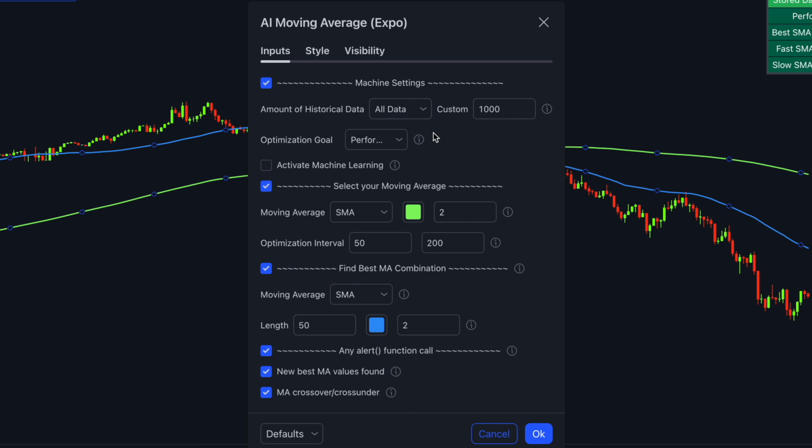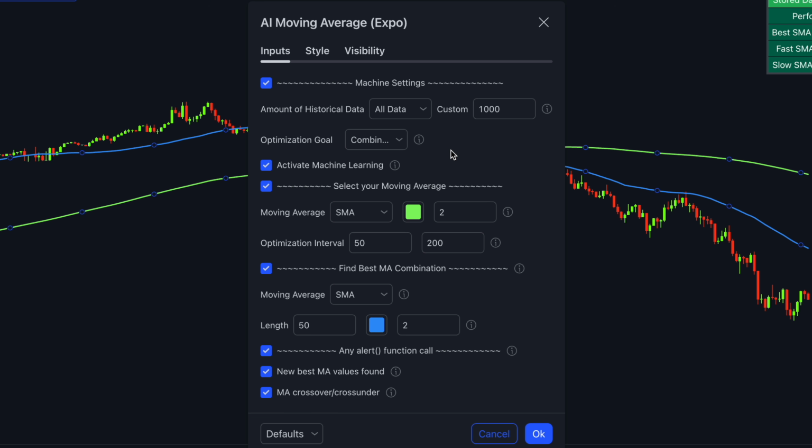The next step is to choose an optimization goal. Here you have three options: performance, win rate, or combined. Performance means that you get the best MA value based on which MA period performed best in terms of number of percent caught. The win rate means that you get the best MA value based on the MA period that had the highest win rate. It is recommended to use the combined optimization goal. Once you've selected the historical data and the optimization goal, activate machine learning. The indicator will calculate and optimize moving averages accordingly.